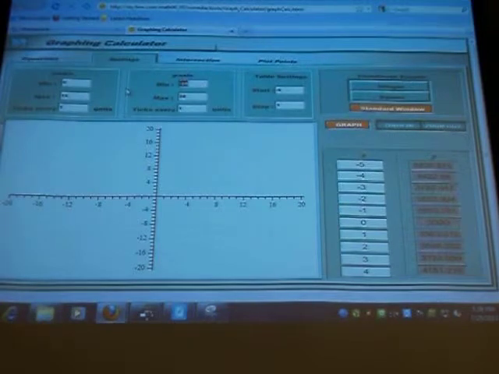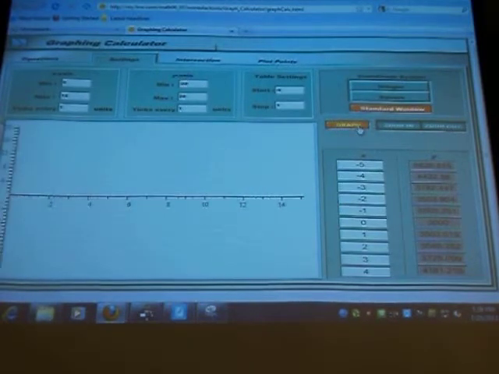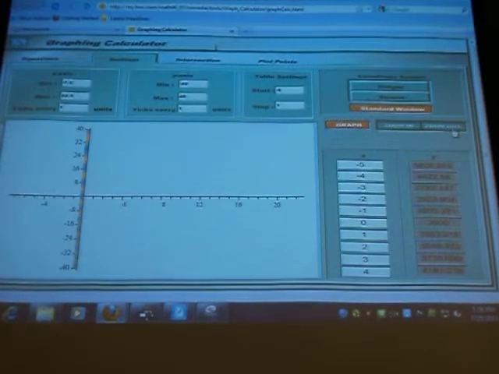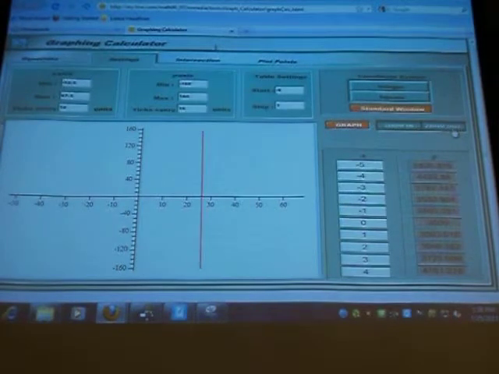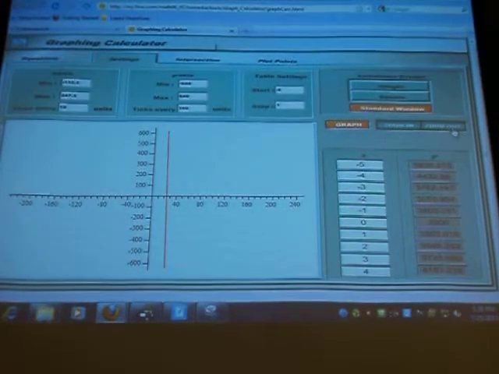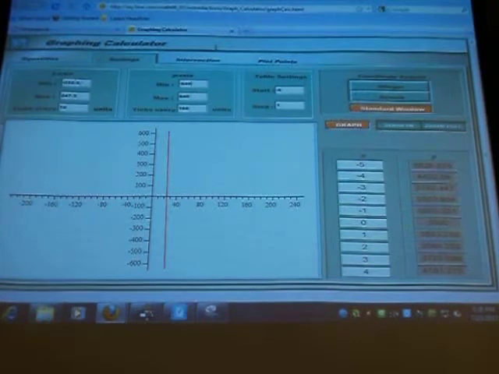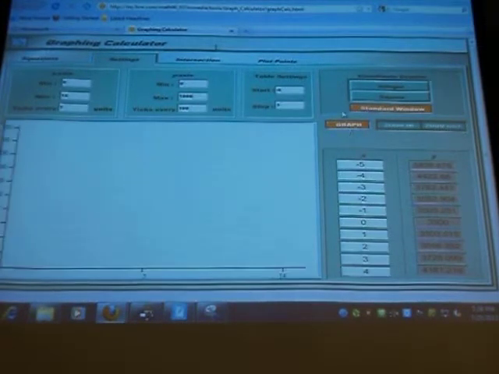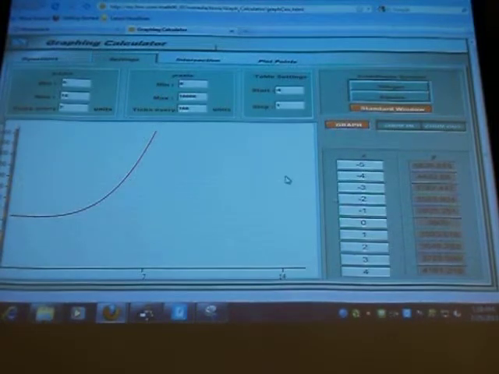Now y, I don't know what y should be. So let's try zooming out. It looks like y maybe like 0 to 1,000. So let's do x from 0 to 15. Let me reset that. And y from 0 to 1,000. Okay, maybe not. Let's try 10,000. Okay, there we go.